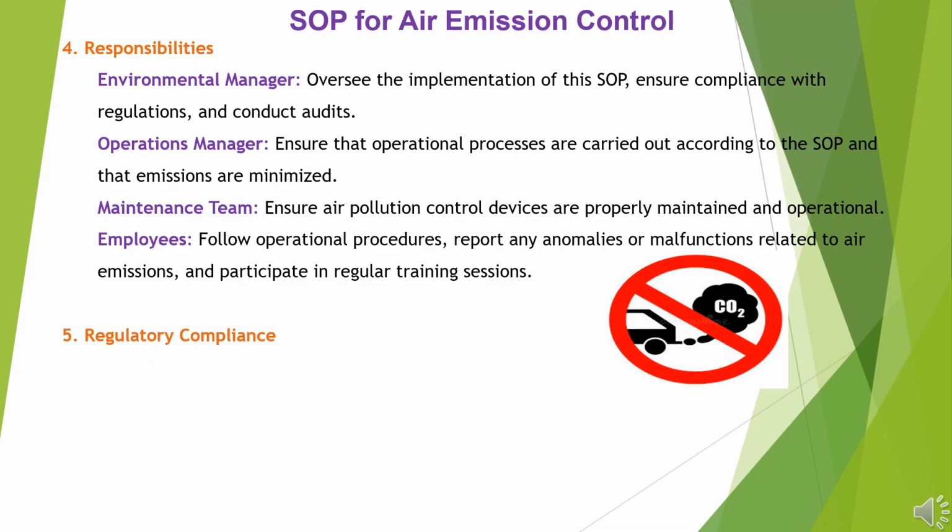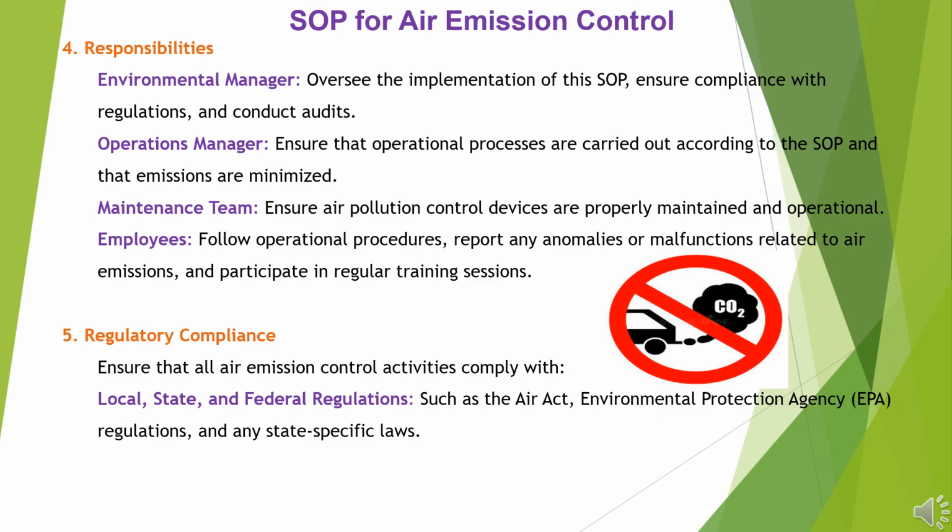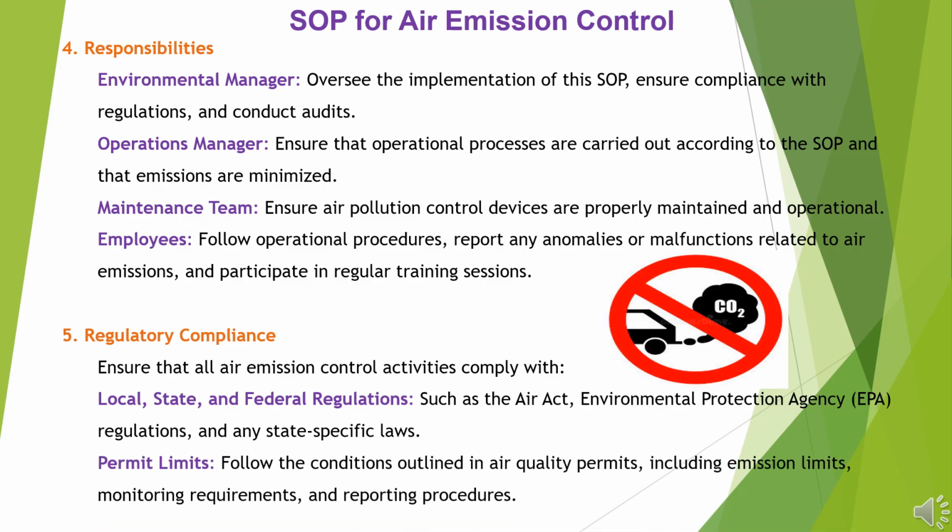5. Regulatory compliance. Ensure that all air emission control activities comply with local, state, and federal regulations, such as the Clean Air Act, Environmental Protection Agency, EPA, regulations, and any state-specific laws. Permit limits: follow the conditions outlined in air quality permits, including emission limits, monitoring requirements, and reporting procedures.